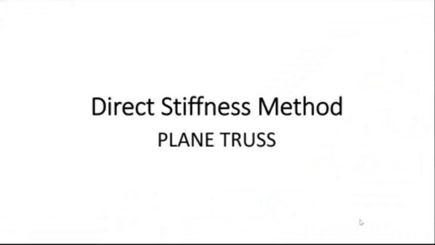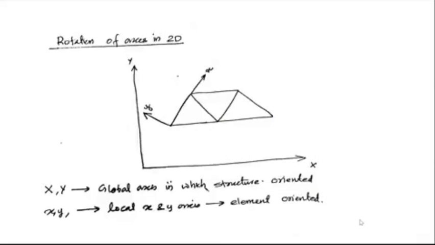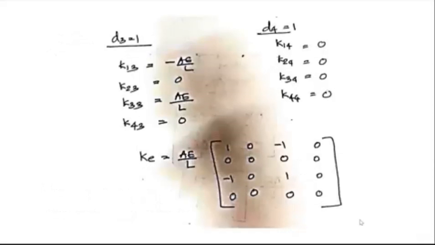Okay, in this section we have discussed the direct stiffness method application to plane truss. First we have derived the KE, that is the element stiffness matrix for a truss element. This is the element stiffness for a truss element with 2 degrees of freedom. That is AE by L into 1, 0, minus 1, 0, 0, 0, 0, 0, minus 1, 0, 1, 0, 0, 0, 0, 0. And this is the element stiffness matrix for a truss element, similar to what we studied for a beam element in the previous problem.